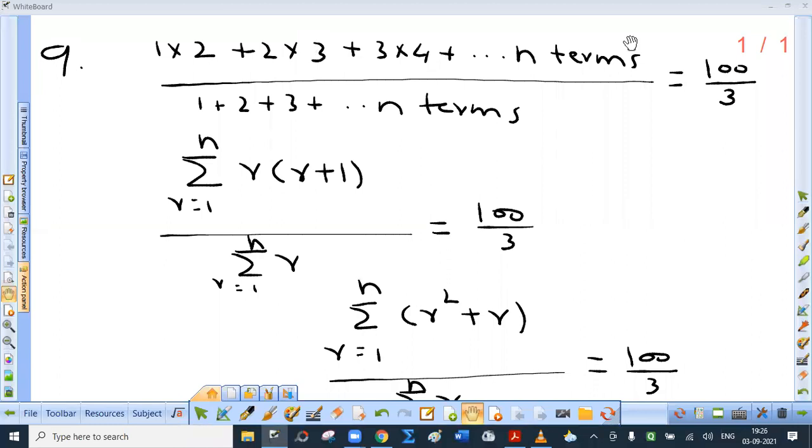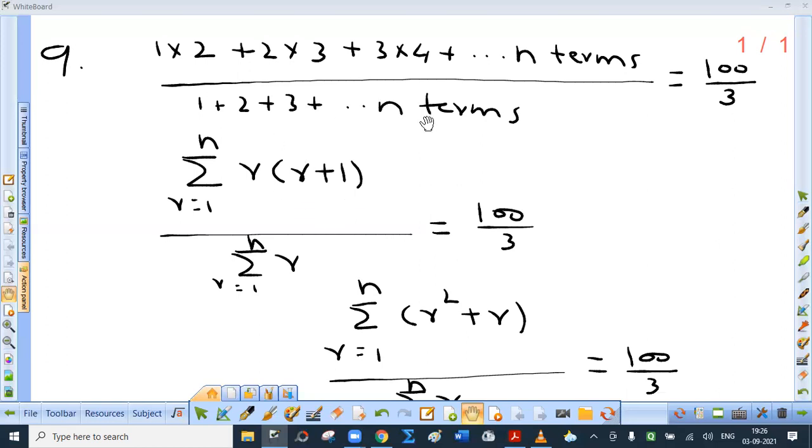Sum number 9. If 1 into 2 plus 2 into 3 plus 3 into 4 plus 4 into 5 up to n terms upon 1 plus 2 plus 3 up to n terms is 100 upon 3, find n. Now numerator, each term is a product of two numbers. Okay. So observe first numbers 1, 2, 3, 4, etc. So in the rth term, first will be r only. If possible, write this explanation part also in the exam. Now second is obtained by adding 1 to the first. See. So r plus 1.